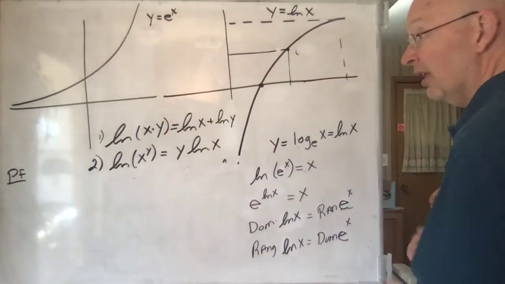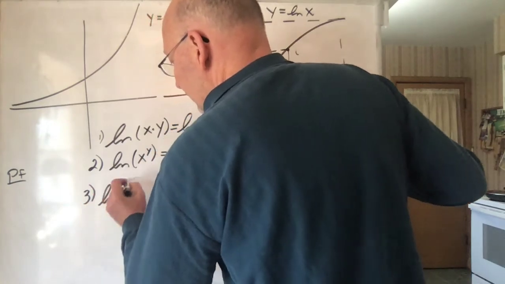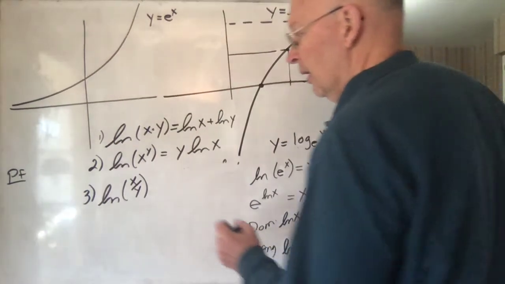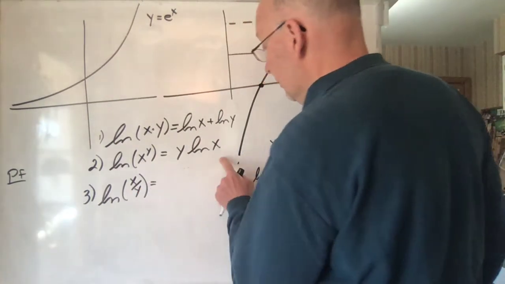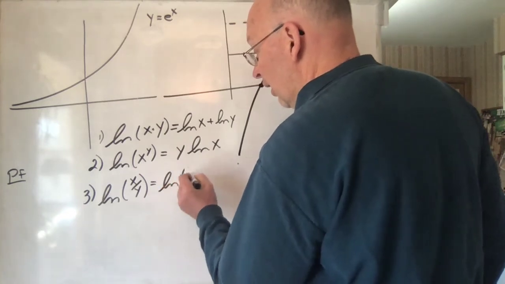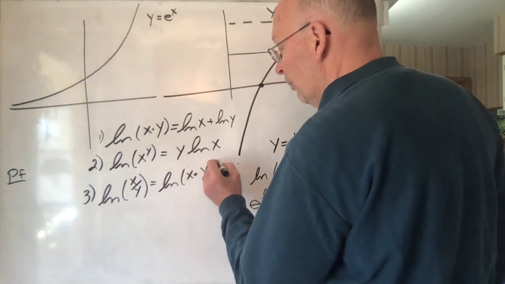For example, let's just write this one down. The ln of x divided by y is equal to what? That's equal to the ln of x times y to the negative 1 power.